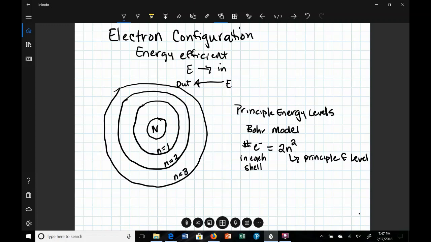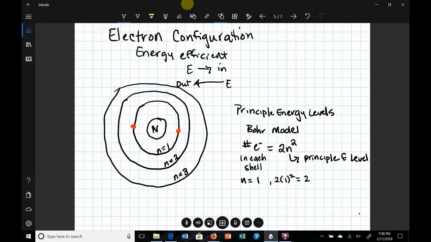Okay. So for n equals 1, that's going to be 2 times 1 squared, which is 2. So we have two electrons in energy level 1. And being that things have to be energy efficient, it's most efficient to have those electrons as far apart from each other as possible, because electrons are negatively charged, so they will repel each other if they're too close.